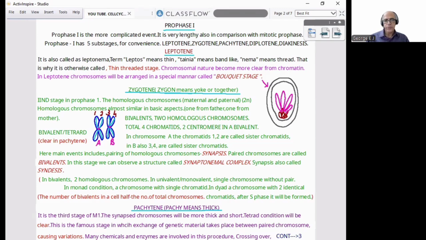Now, the next stage we can proceed to is called pachytene. Pachy means thick, and tene means thread. So this is the third stage of meiosis I prophase. The synapsed, paired chromosomes will be more thick and short, so we can easily identify the tetrad condition. This is the famous stage in which one of the important events, the exchange of genetic material between paired chromosomes, takes place, causing variation. Many chemicals and enzymes are involved in this procedure. That is technically called crossing over. I think that stage is clear.